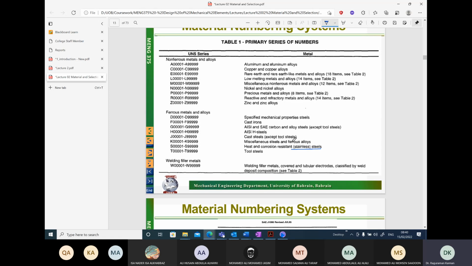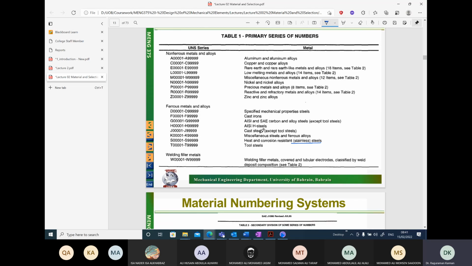K, you can see here different miscellaneous steels and ferrous alloys. Any kind of ferrous alloy also can be represented here with the letter K. Cast steel with J letters. H for hardened steels, and G we can see generally other steels. Okay, so we have this table. Through this table you can identify which letter refers to which kind of materials.